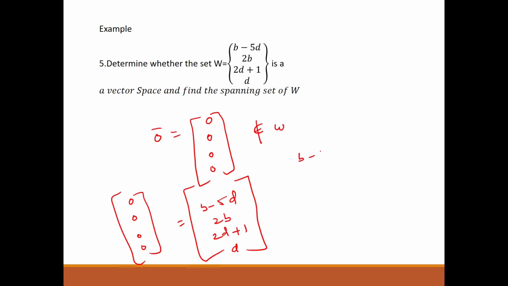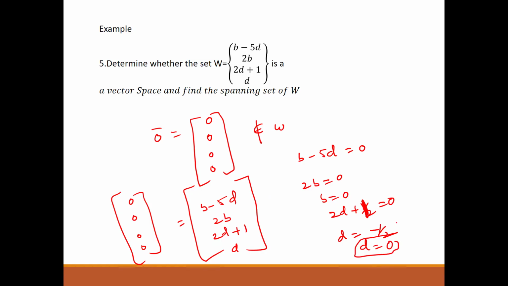That means B minus 5D is 0, 2B is 0, that means B is 0, 2D plus 1 is 0, that means D is equal to minus half. Finally, D is equal to 0. So here you are getting D is equal to 0. Here in the same way you are getting D is equal to minus 1 by 2. So it is not possible. So 0 does not belong to W. Therefore, if the 0 vector does not belong to W, it is not a vector space.